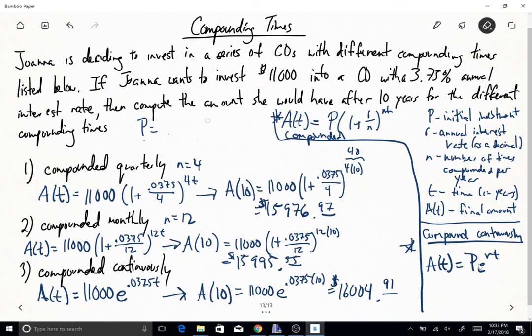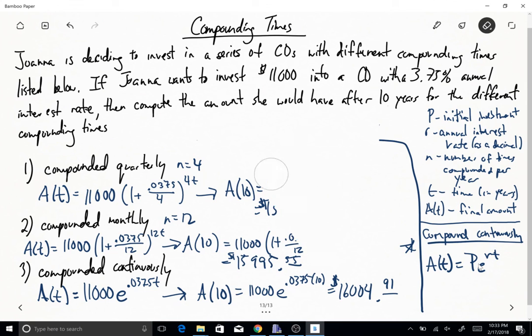I'm going to erase all this. I'm assuming you all have that. So let's try a problem where we're finding the principal. How do we word that? So I'm going to still use Joanna just to save myself some time with the setup.